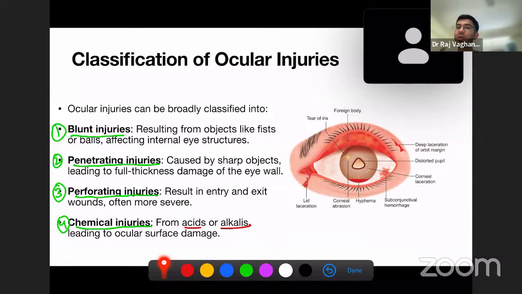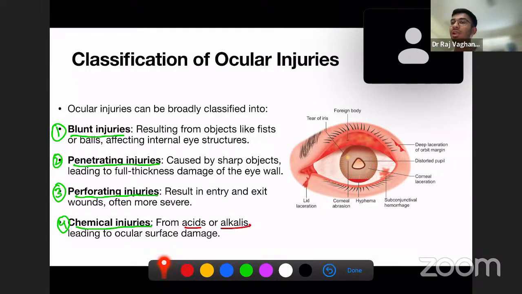It is of 4 types: blunt injuries, resulting from objects like fists or balls; penetrating injuries, caused by sharp objects; perforating injuries, where entry and exit wounds are present; and chemical injuries from acids or alkalis. These are the key points. Just note down the key points and you can write the answers. Classification of ocular injuries is a very important exam question, and you should remember these kinds of injuries. Now you can see the diagram on the right hand side.